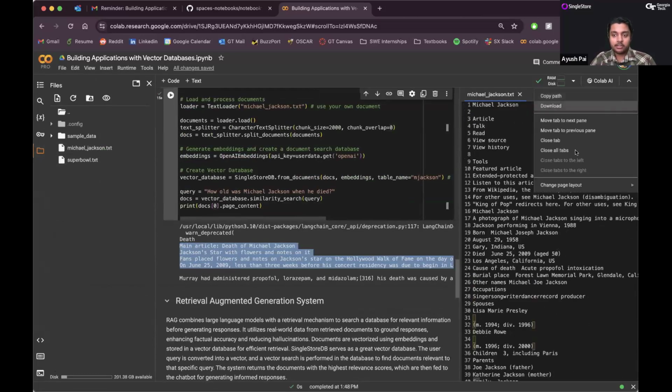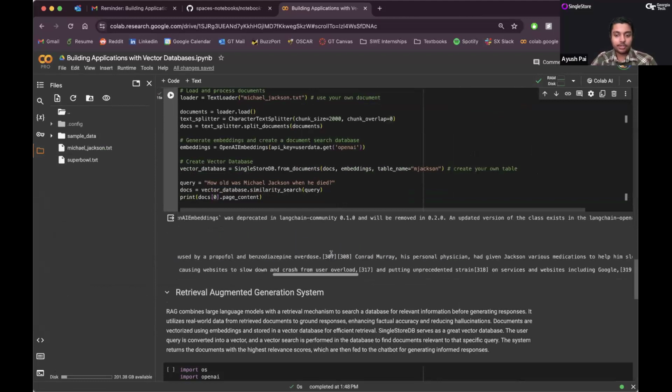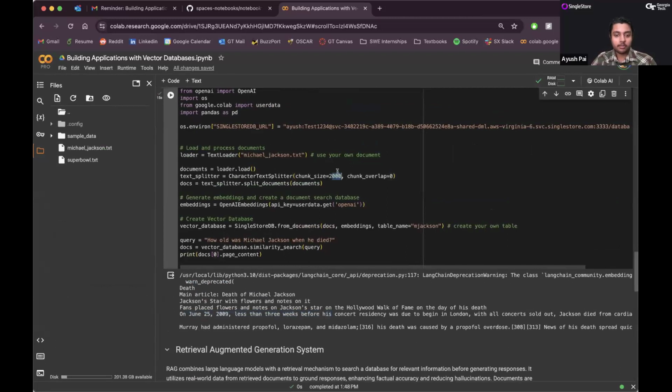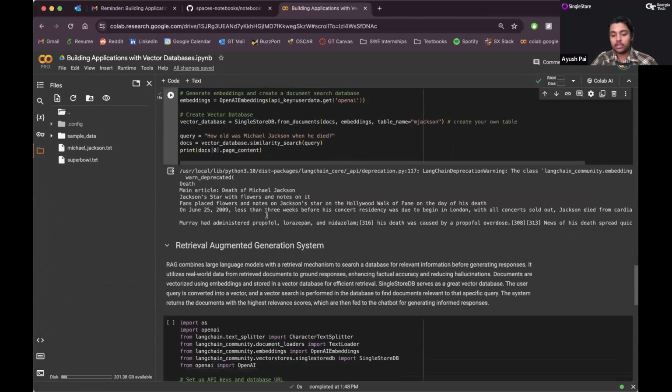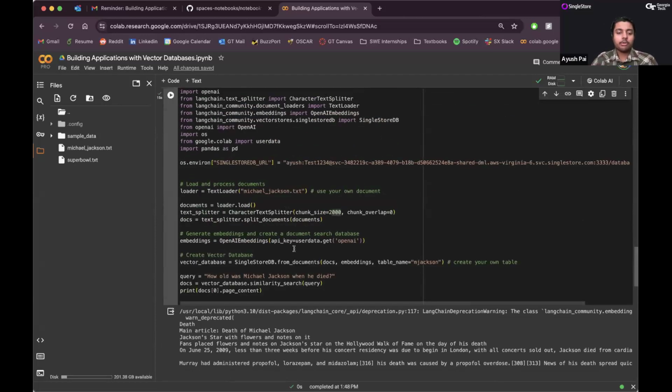And it was able to find the very specific part of the Wikipedia, which is about the death of Michael Jackson. And it gives the entire document. Again, this is a 2,000 word document, or 2,000 character document, based on our character text splitter. You can increase that or decrease it based on what you're doing and how specific you want to be when you search in this vector database. But that's kind of what we did here. And that's how you do a vector search within a vector database using SingleStore.